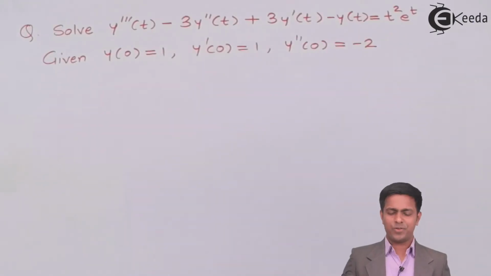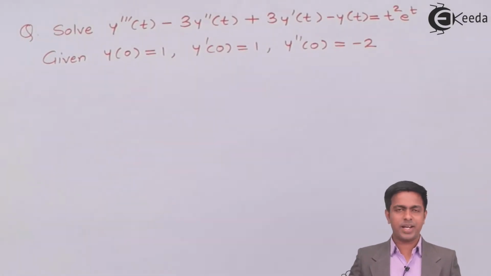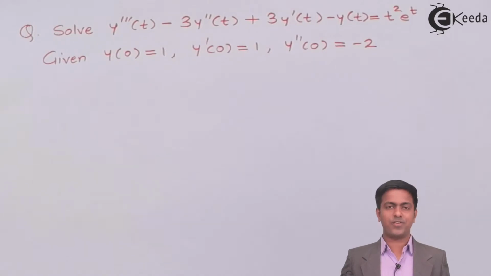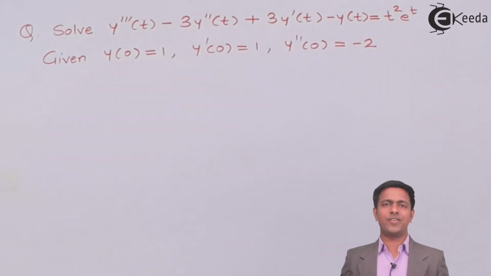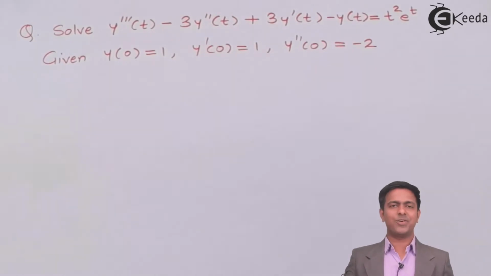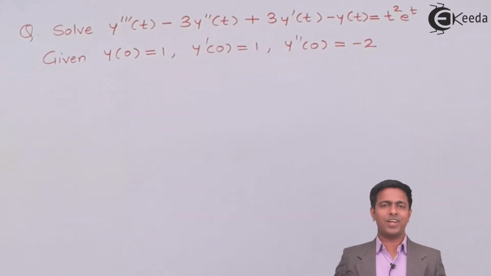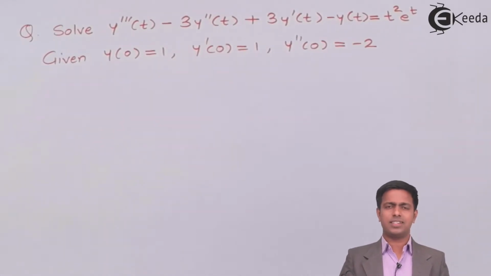So here we have to solve this y triple dash of t minus 3y double dash of t plus 3y dash of t minus y of t is equal to t square e to the power t. So guys, this is a differential equation. y triple dash of t is nothing but the third order derivative of y of t, so it means the degree of this equation is 3. So we are going to solve this differential equation, and we are going to find out the value of y in terms of t by using the Laplace transform.